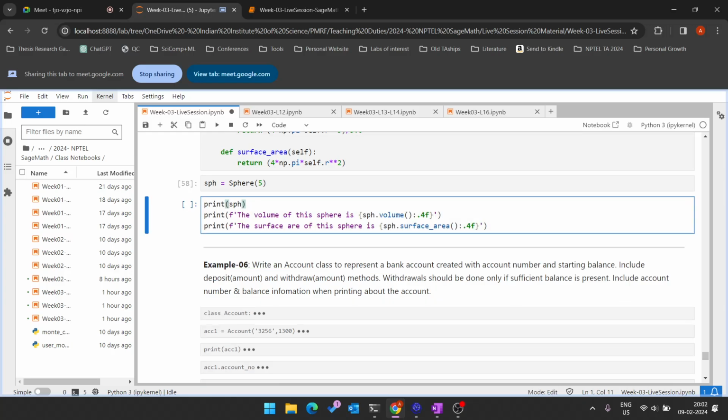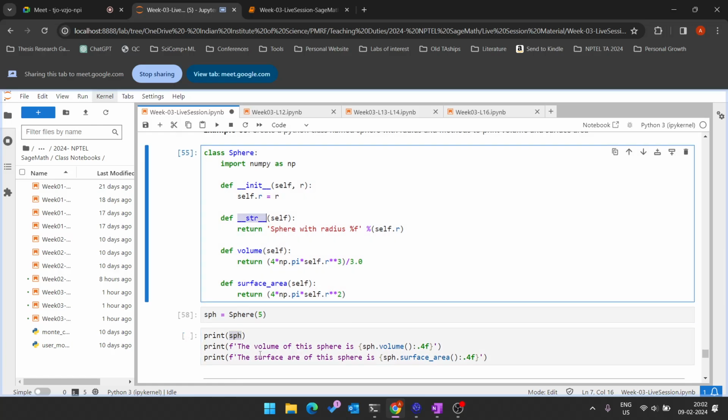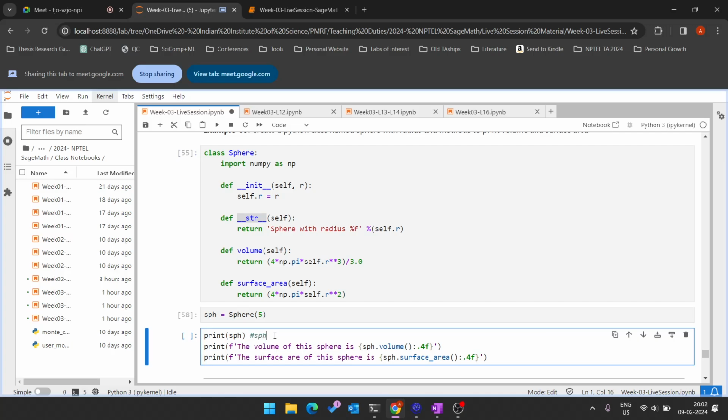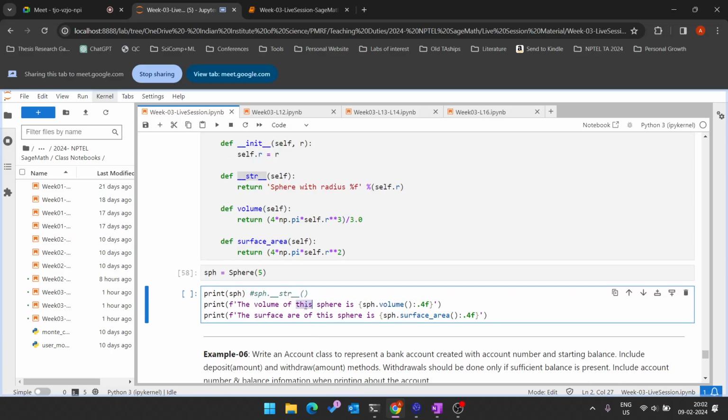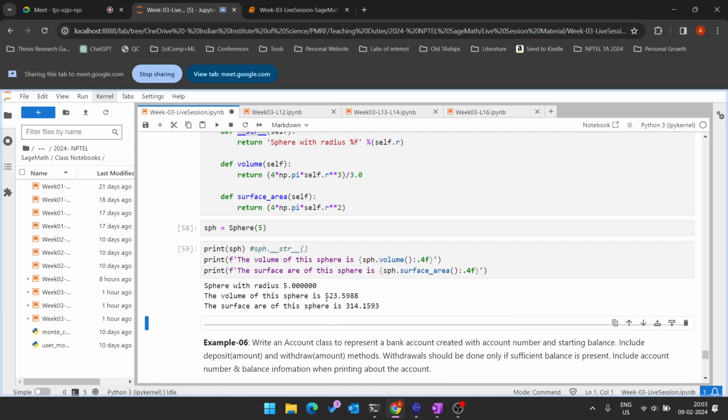Next thing, what I'll do is print the sphere. This should call the function. This is the same as doing sphere dot double underscore str double underscore. So same as this. And then we print the volume of the sphere as well as the surface area of the sphere up to 4 digits past the decimal point. So you can see that this is what we get: Sphere with radius 5, the volume is given here, and the surface area is given here.